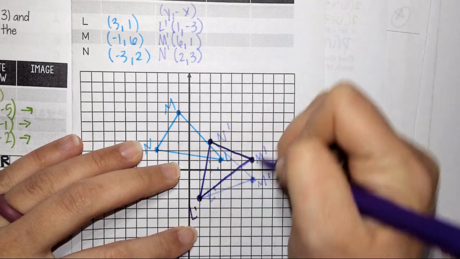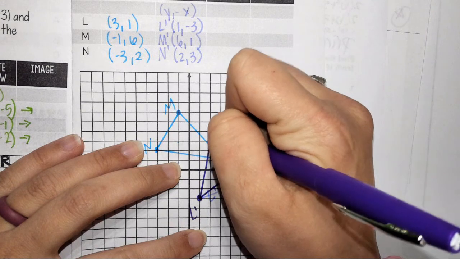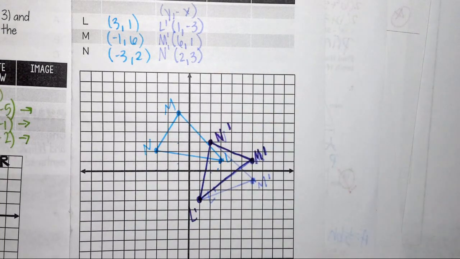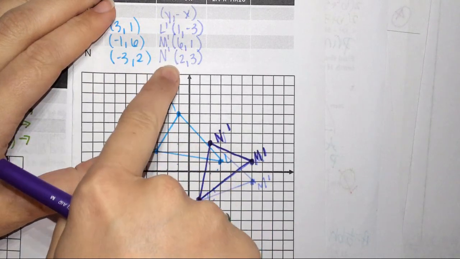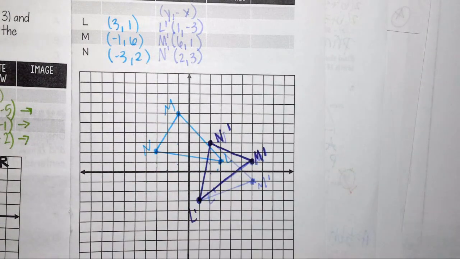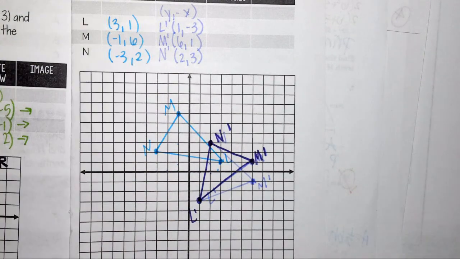Okay, so this one is L prime. This one is M prime. This one is N prime. Now it looks like our original image. Yay, I did that one right. Look at me go. And it's okay if you make mistakes. But remember, you need to make sure that you're watching what you're graphing, that you're going back and looking at your coordinates, and that you're paying attention, unlike what I just did.